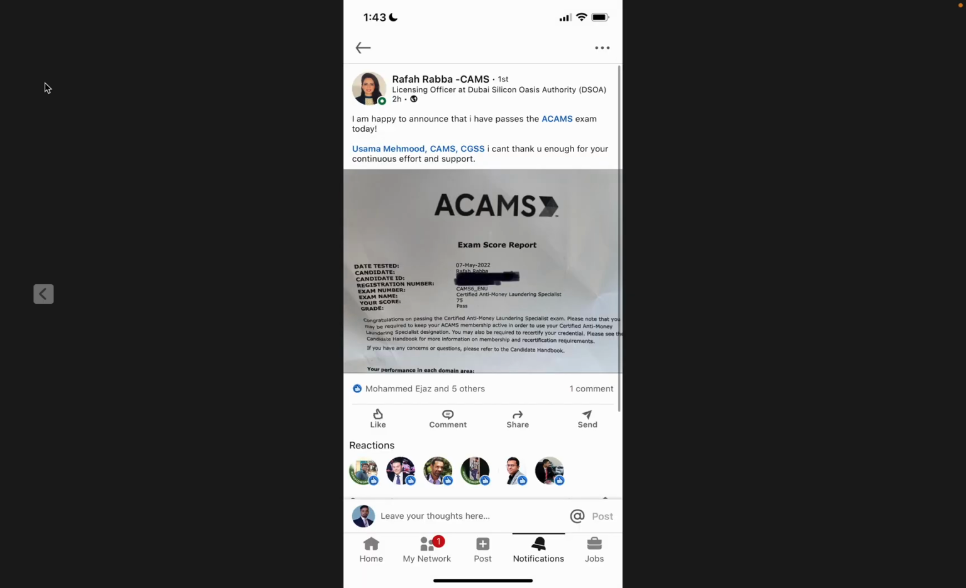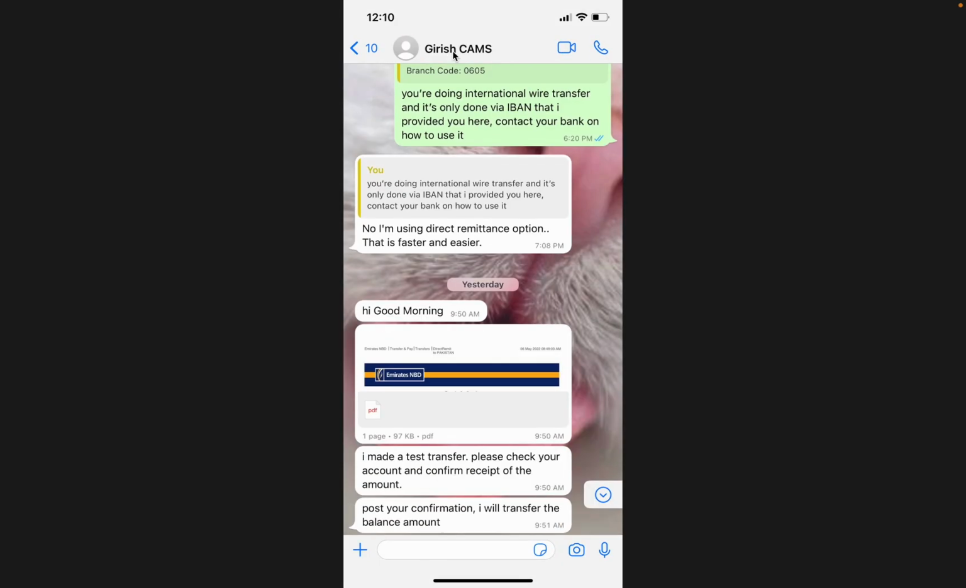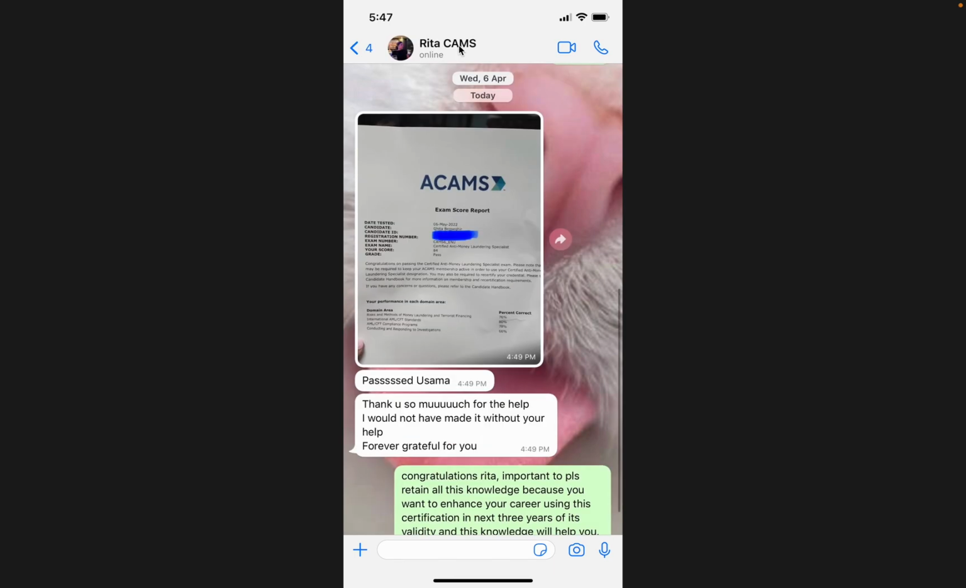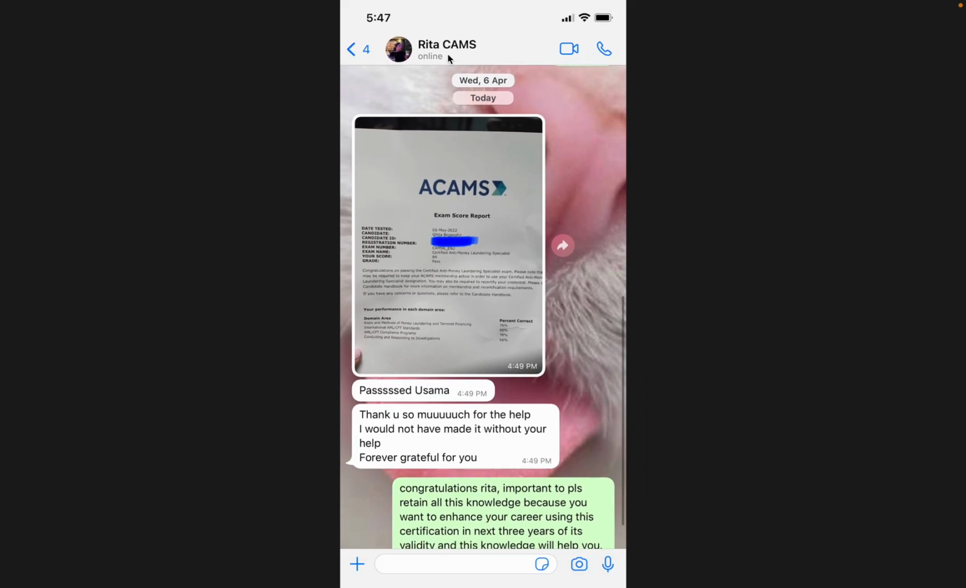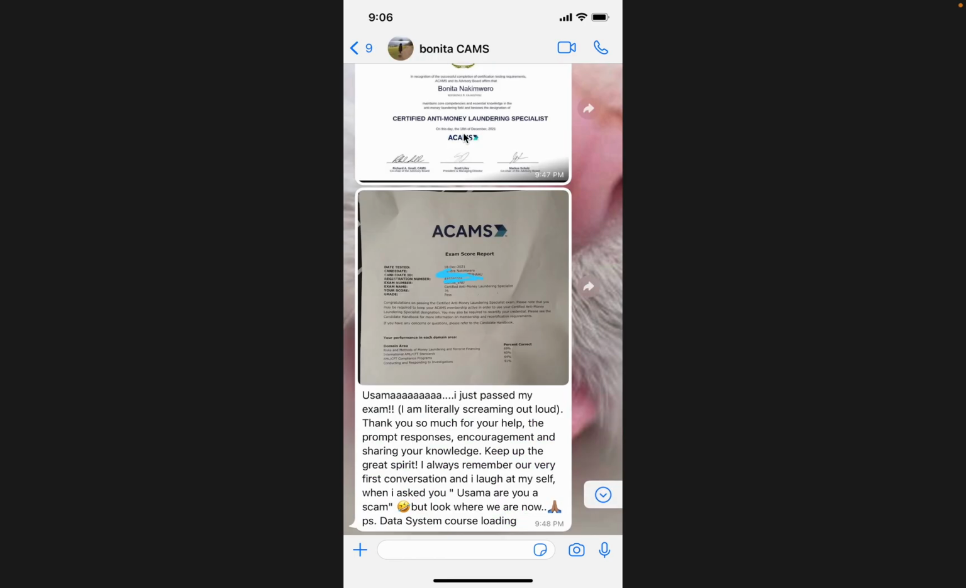So if they want to pass in the first attempt. She's from the UAE, from Dubai or Abu Dhabi. Mansi from India. Grish, he's living in the UAE, but from India. Vita is from the UAE as well. This is called Geeta, but I read Vita because her WhatsApp username said Vita, but her name is Geeta. Okay, Shioma from, I think, Canada. Bonita, not sure where Bonita is. Oh yeah, Bonita from the UK.